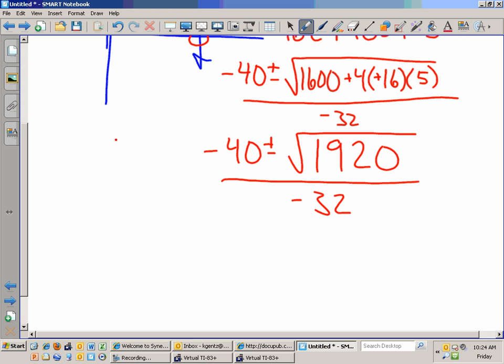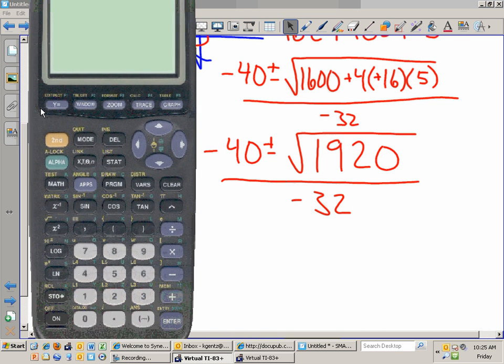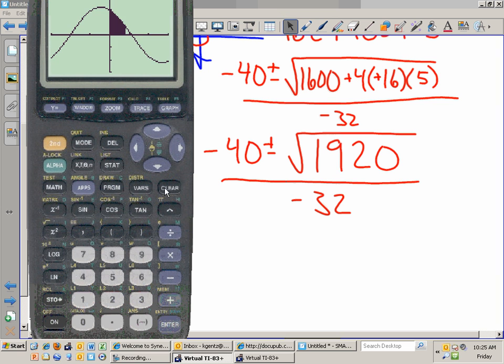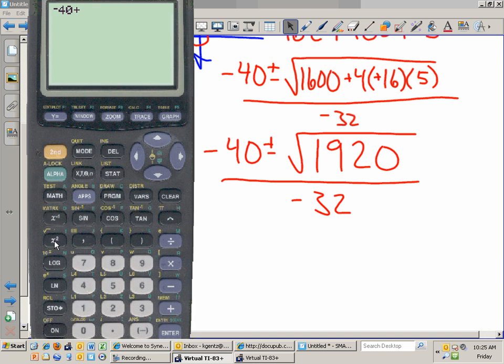So we've got to figure out what do we get when we punch that in? Looks like I got two calculators out. Negative 40 plus the square root of 1,920. We got one too many parentheses. Divided by negative 32. We get negative 0.12.